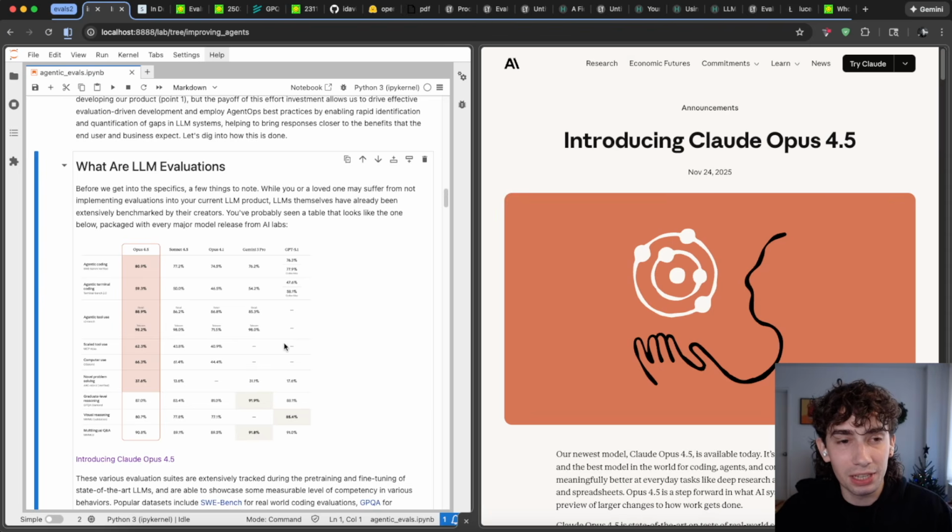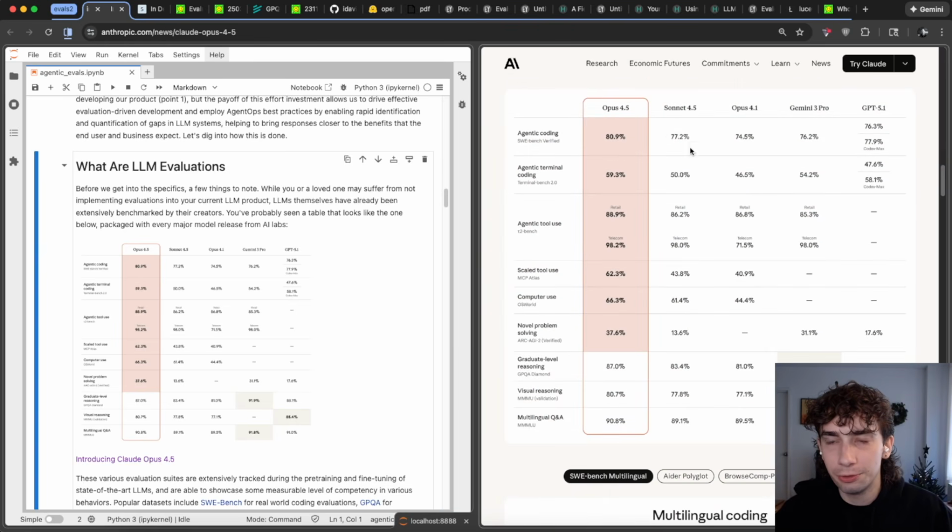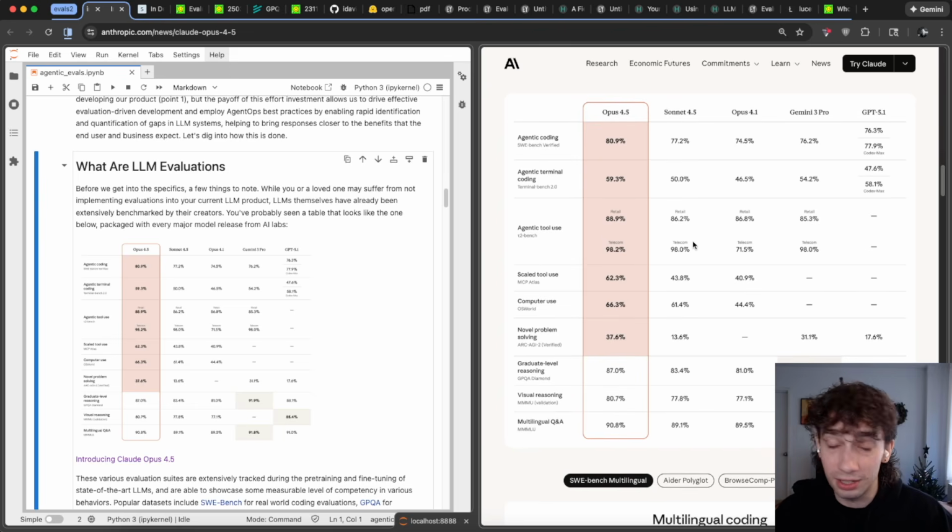What may immediately come to mind is a graph that looks a little bit something like this, that's usually released whenever a major model is published. We get these wonderful looking charts that have things like agentic terminal coding, 59.3%, novel problem solving, 37.6%, and they're all compared across the various state-of-the-art models.